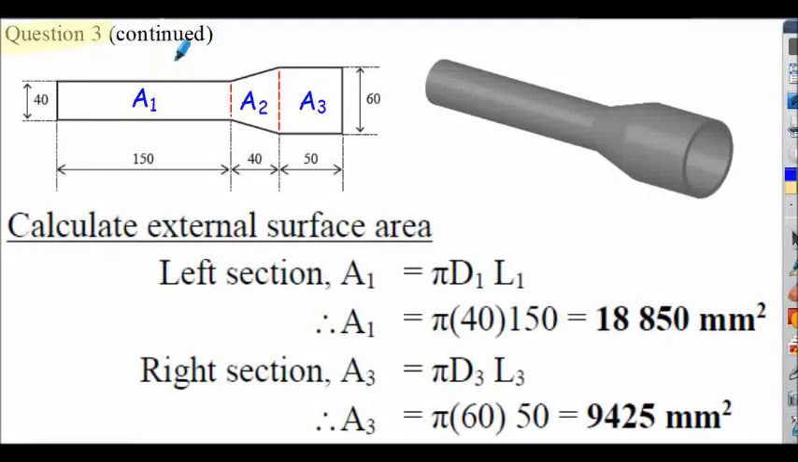Here's question 3. Notice for clarity I've labelled the 3 sections now as 1, 2 and 3. So initially we'll calculate the external surface area of section A1. It's purely a tube, so our formula is pi d, the circumference of the tube, multiplied by the length. The outside diameter of section 1 is 40 millimeters, the length is 150 millimeters. So we can calculate the surface area of section 1, and I've done the same here for section 3. Again, this is another tube, but has an outside diameter of 60 millimeters and a length of 50 millimeters. So here's the surface area for section 3.